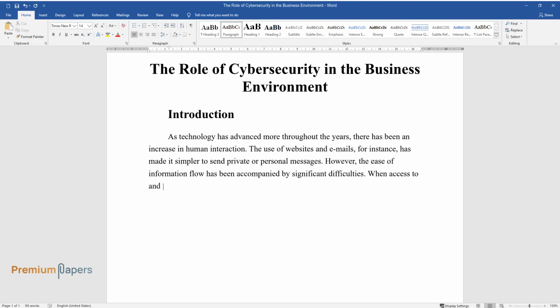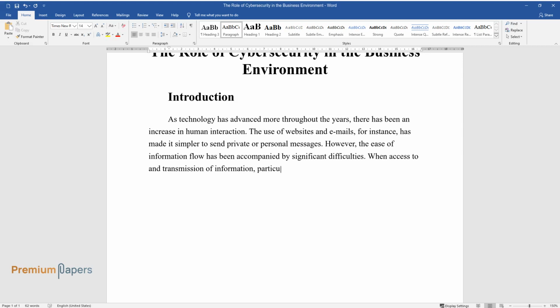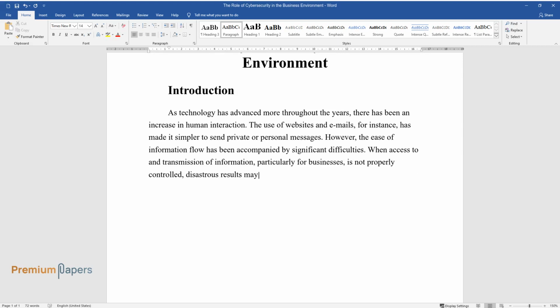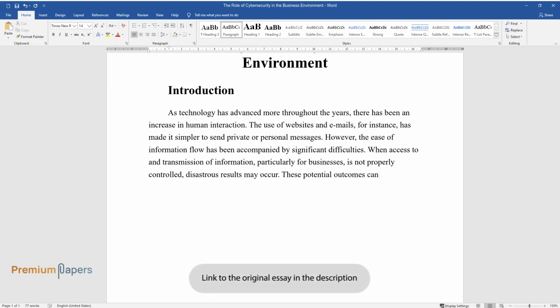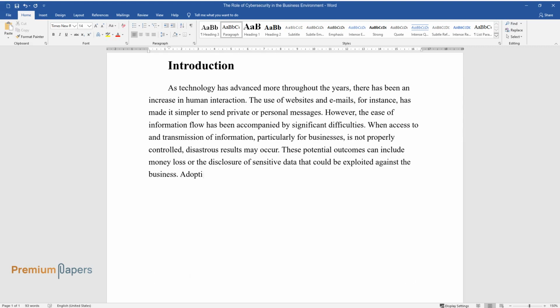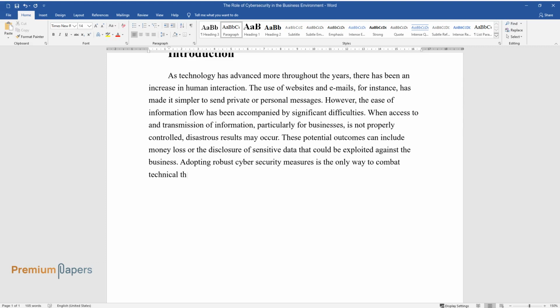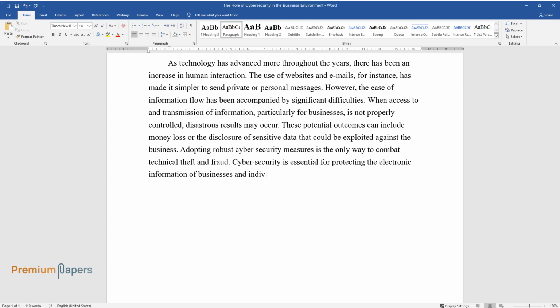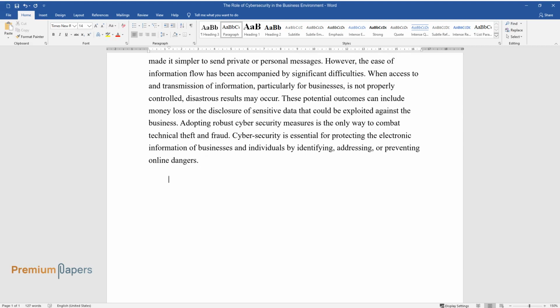When access to and transmission of information, particularly for businesses, is not properly controlled, disastrous results may occur. These potential outcomes can include money loss or the disclosure of sensitive data that could be exploited against the business. Adopting robust cybersecurity measures is the only way to combat technical theft and fraud. Cybersecurity is essential for protecting the electronic information of businesses and individuals by identifying, addressing, or preventing online dangers.